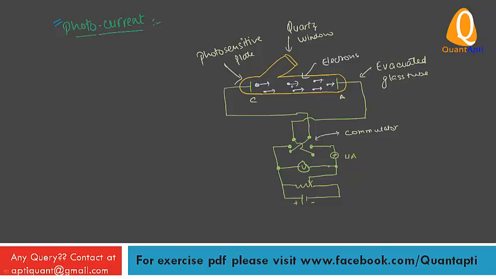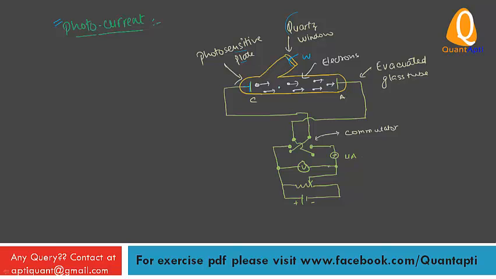The experiment consists of an evacuated glass tube having a photosensitive plate C, the cathode, and A, the anode. Monochromatic light radiation of sufficiently short wavelength passes through the window W and falls on the photosensitive plate, that is the cathode. The transparent quartz window is sealed on the glass by flash.